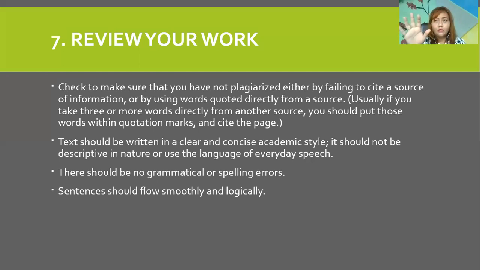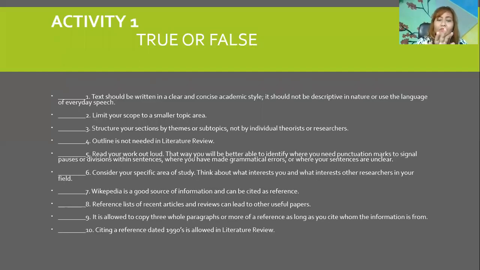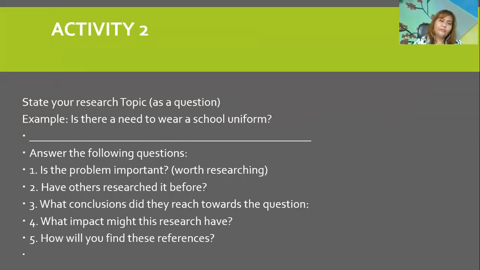I have given two activities for this lesson. The first one is very easy. This is going to be a quiz, actually. This is true or false. All right. So you just have to choose if the statement is true or false. So it's just 10 items. Now for activity 2, it says here, you have to state your research topic. If you're going to state that, I want it to be in question form. Like for example, your topic is wearing school uniform or a need to wear school uniform. But I want it to be, is there a need to wear a school uniform? Okay. If you want to choose the topic of the research that you have made before, it's okay with me.